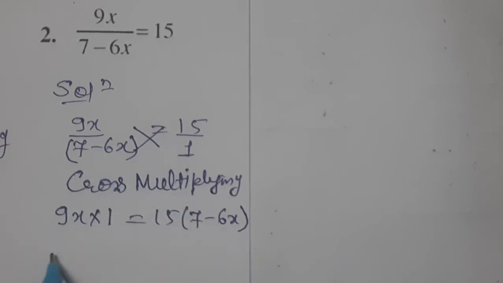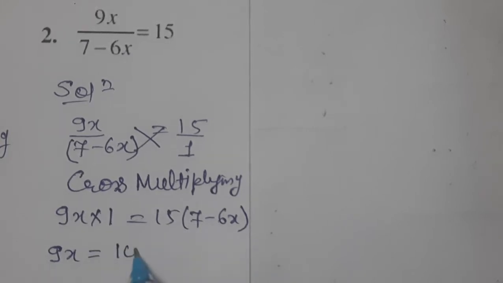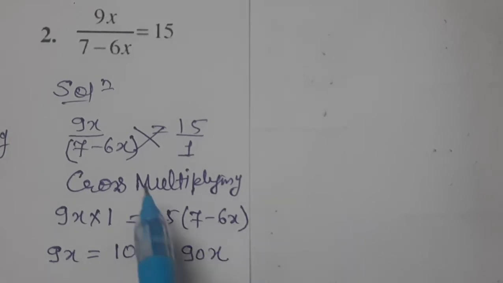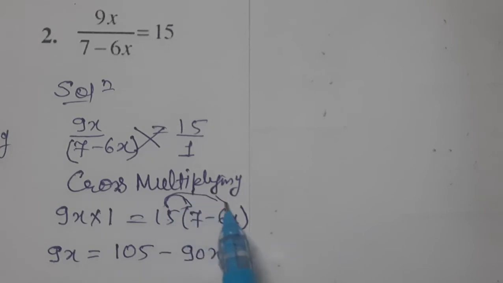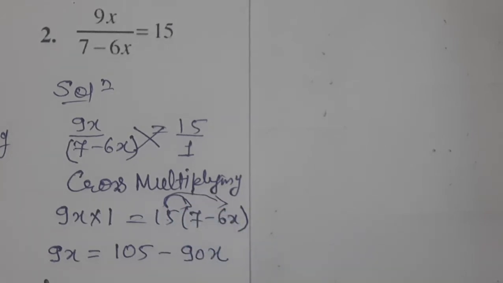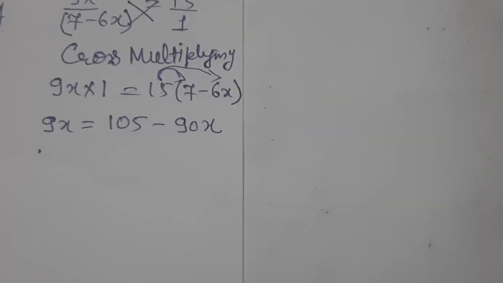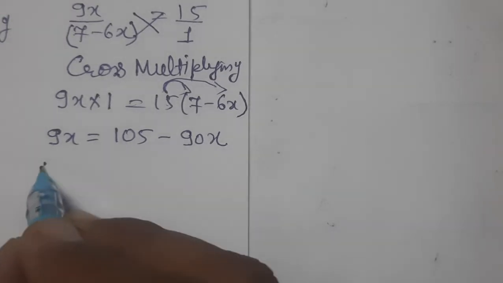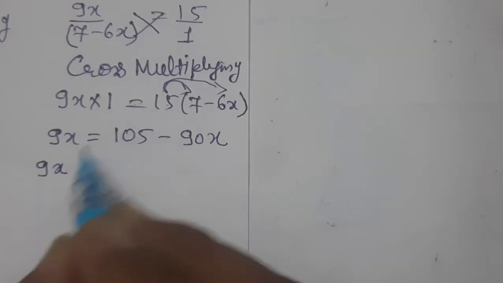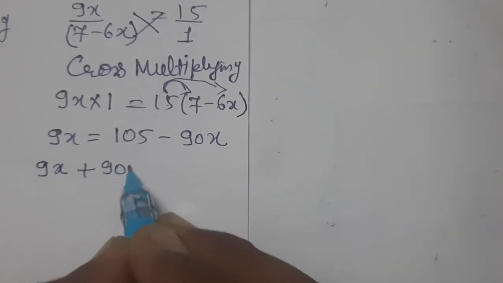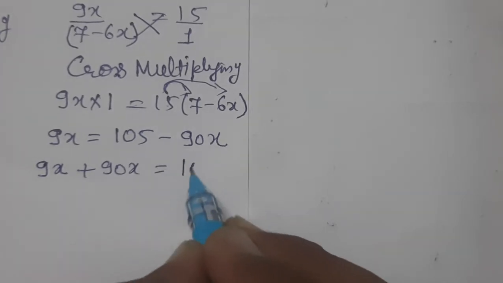So 9x times 1 is 9x. Now multiply 15 with 7, that is 105, and 15 with 6, that is 90. So see children, we have multiplied 15 with 7 and 15 with 6. Now the next step is we have to transpose the variable to one side and the constant to the other side. So let's transpose: 9x minus 90 will come here, plus 90 equals 105.